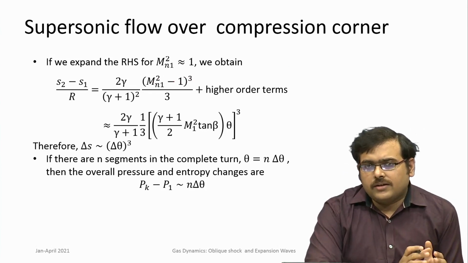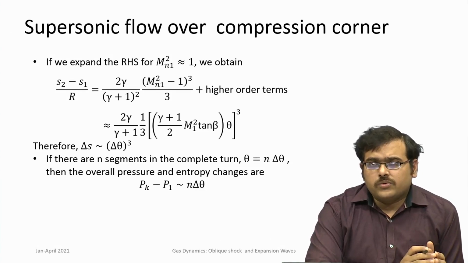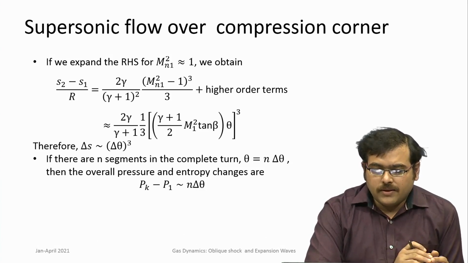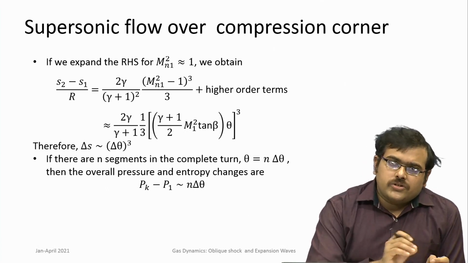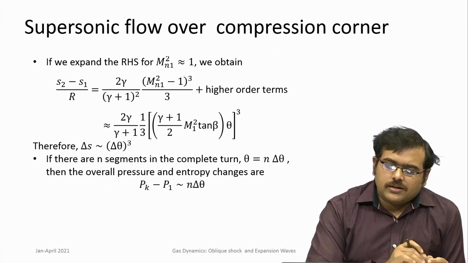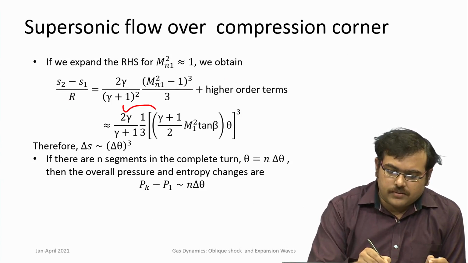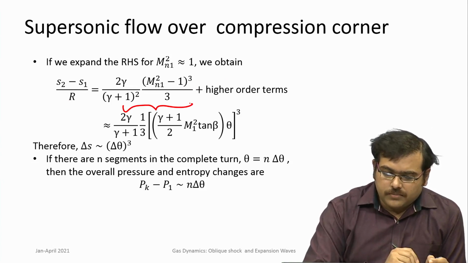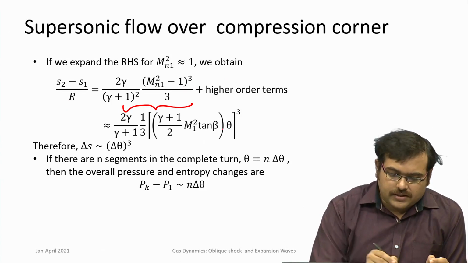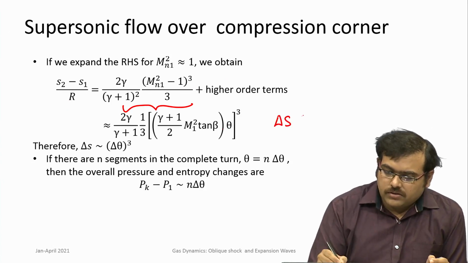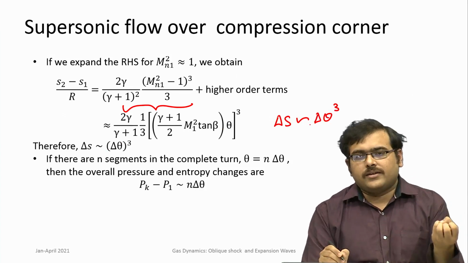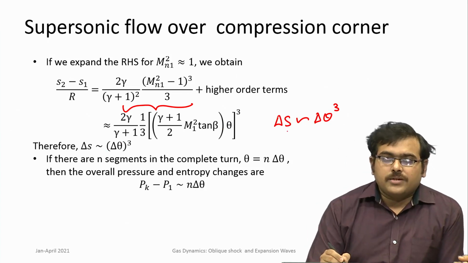Now in the context of oblique shocks, the same angle theta is divided into small turns of very small angle. You consider many such turns, then across each very weak oblique shock the change in entropy is given by this term, where this is now delta theta. So delta S goes approximately as delta theta cubed. Of course, as you make delta theta smaller and smaller, delta S is going to be smaller and smaller.